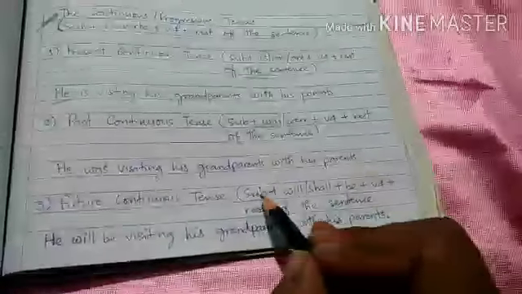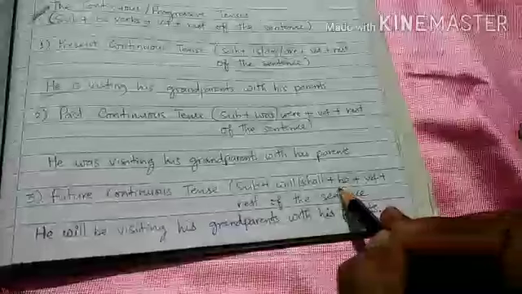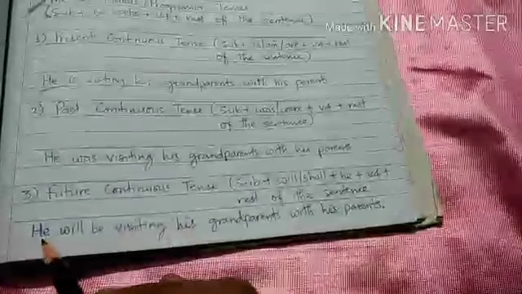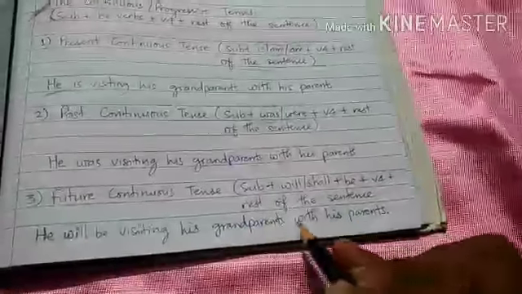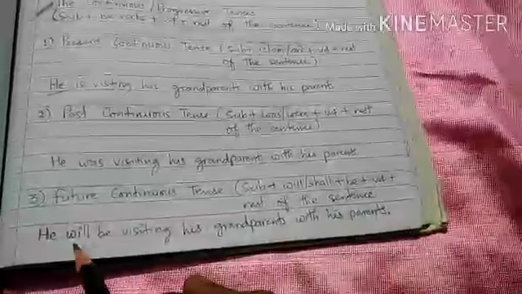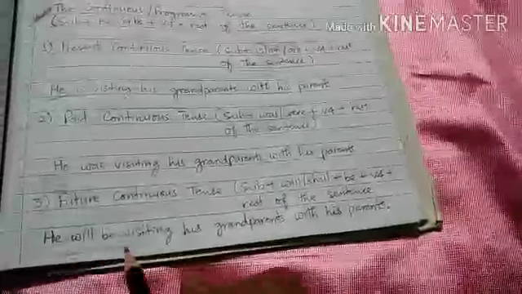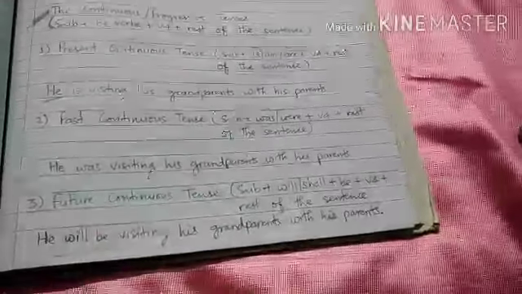Now let us come to future continuous tense. What is the sentence structure? Subject plus will or shall plus be plus verb-ing plus rest of the sentence. He will be visiting his grandparents with his parents. Now this sentence is in affirmative form in the future continuous tense.